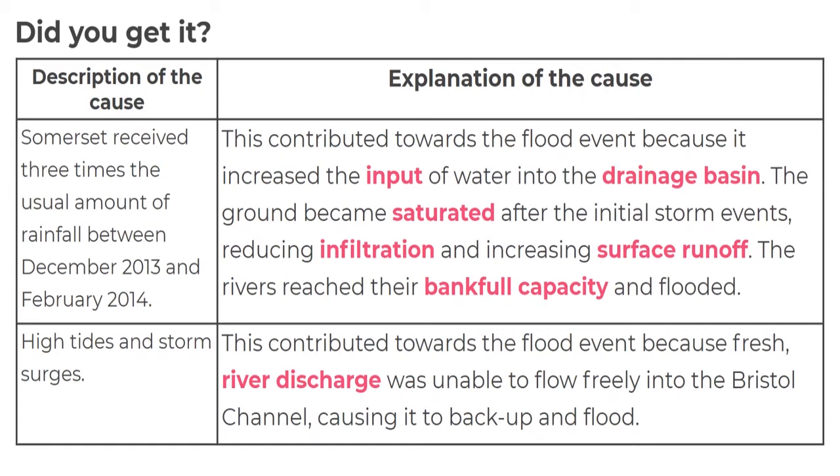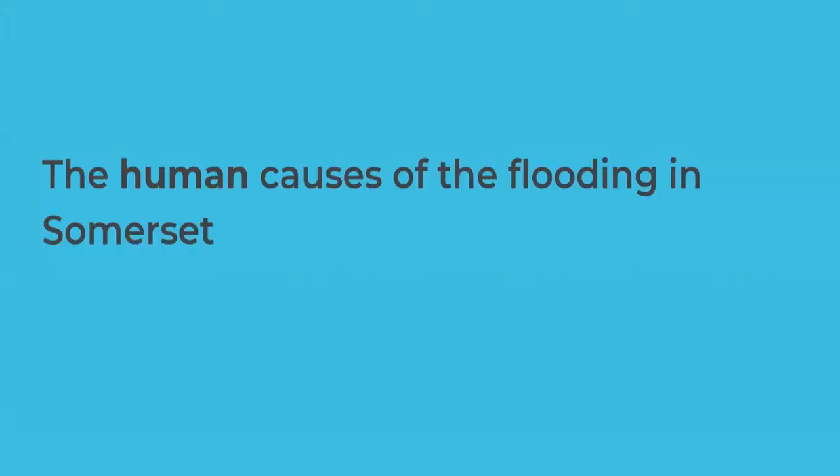The second cause, high tides and storm surges. This contributed towards the flood event because fresh river discharge was unable to flow freely into the Bristol Channel, causing it to back up and flood. So please make sure that your answers include those key points, and if you would like to pause the video again to redraft your answers, that is absolutely fine.